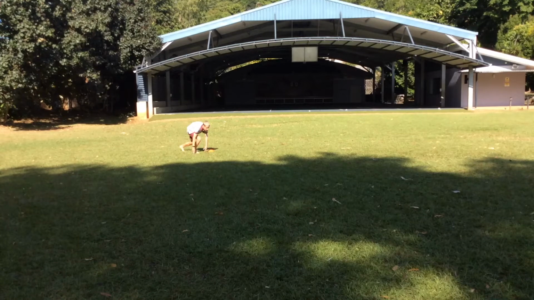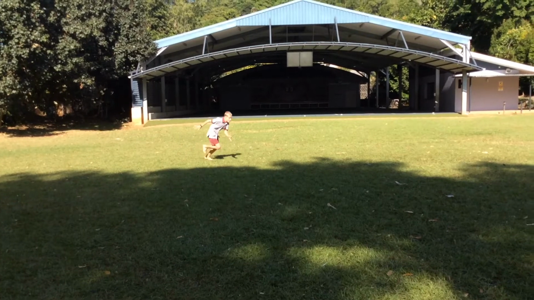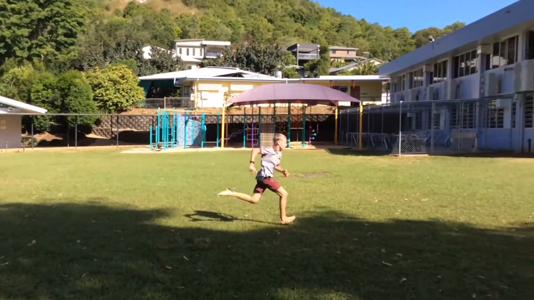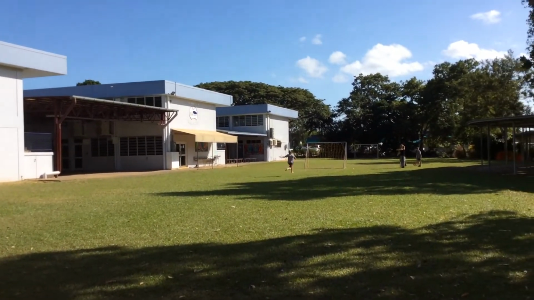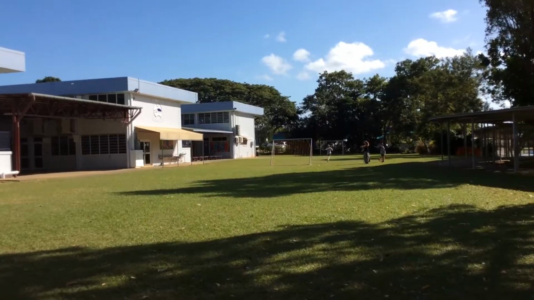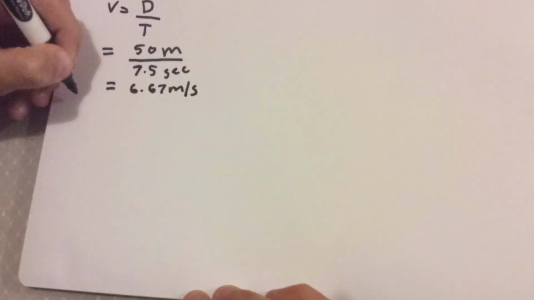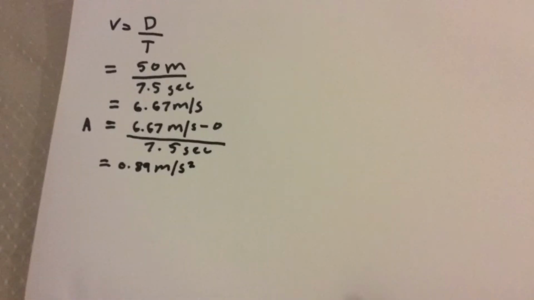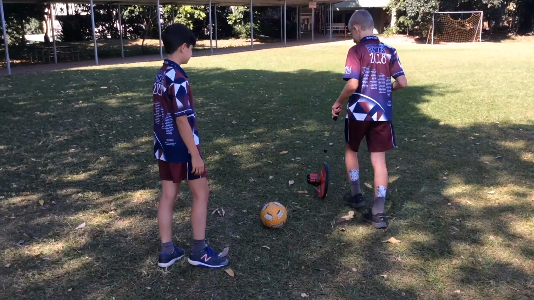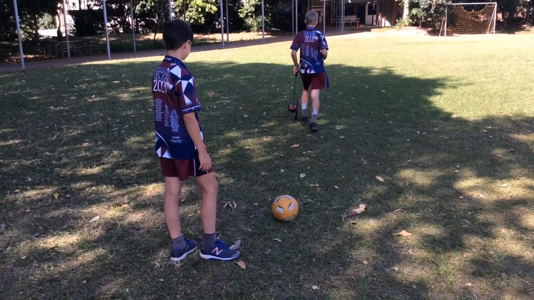As a further comparison, Nicholas ran 50 meters down our school oval, and we timed how long it took from a standing start. An initial velocity of 0, it took Nicholas 7.5 seconds to travel this 50 meters. We use the same formula to calculate the final velocity of 6.67 meters per second, and an acceleration of 0.89 meters per second squared.